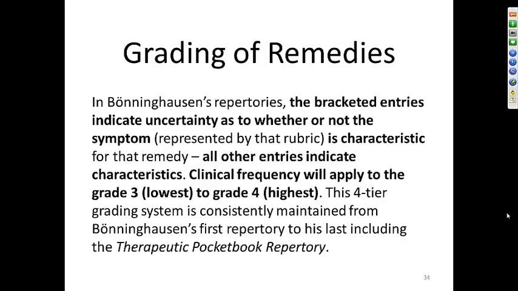So Bönninghausen did the same type of thing. He bracketed the entries to indicate those remedies that were uncertain as it related to that particular symptom. Okay, and then he would use clinical confirmation and practice to upgrade them to the 3 or the 4. The 1 and the 2 were designations associated with the proving symptoms, and I'll explain this in a little bit more detail. And the 3 and the 4 had to do with clinical verification in practice.